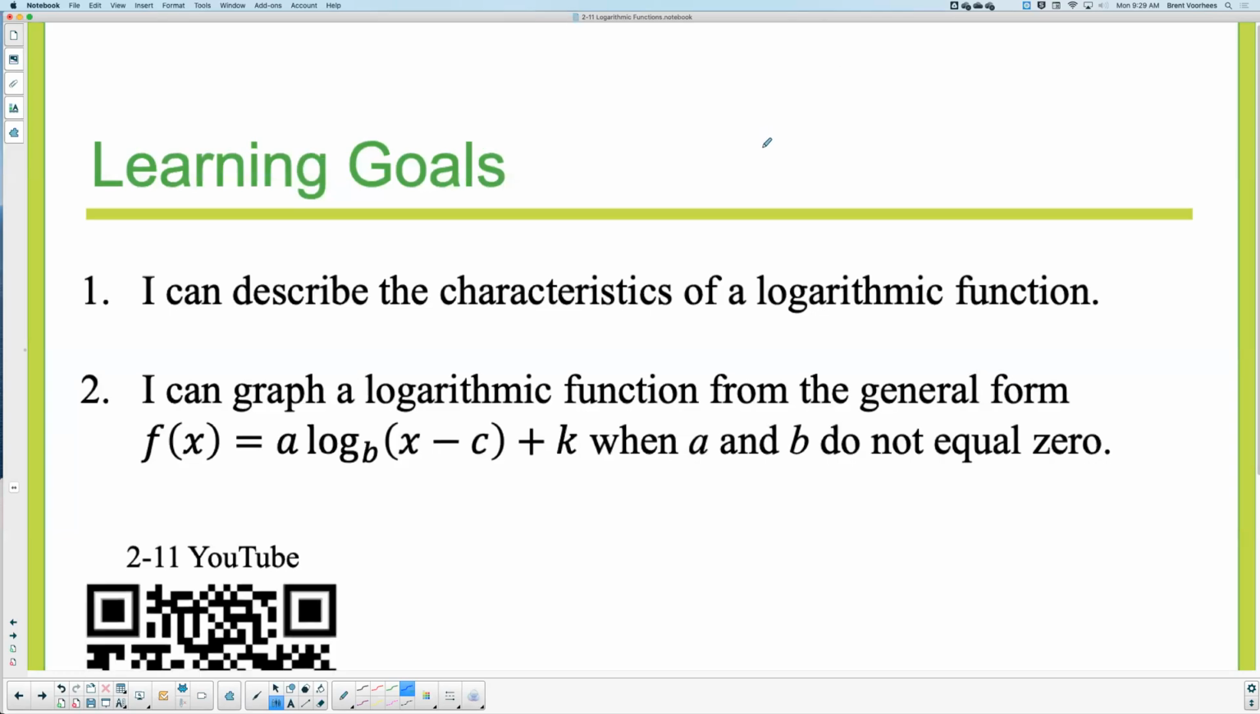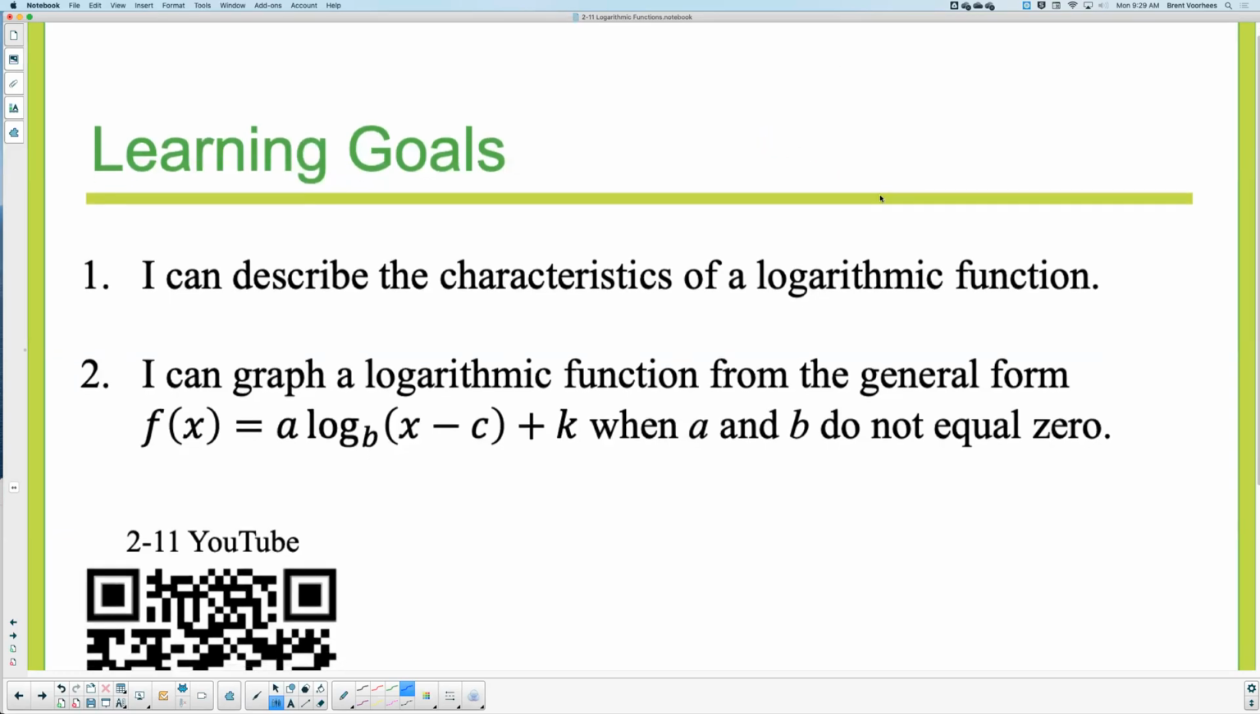All right, lesson 211. Today, as we look at the logarithmic function, we're going to be talking about its characteristics, some of its attributes, and we're going to talk about graphing in this form. Now, truthfully, there should be another letter in here, but it gets really confusing.